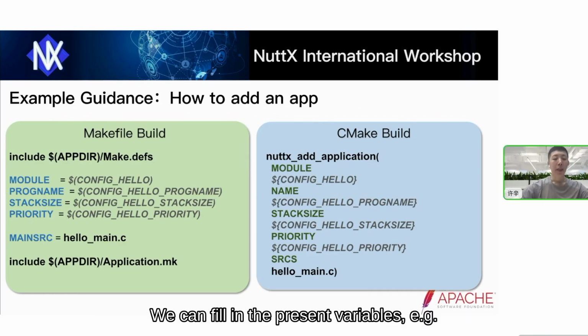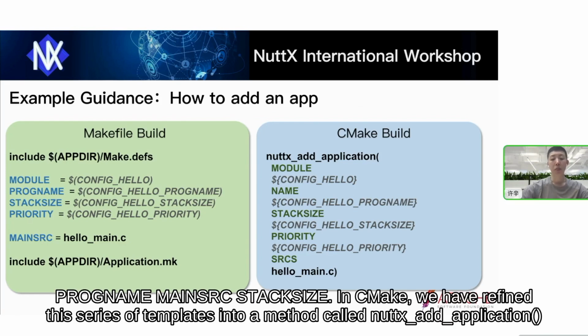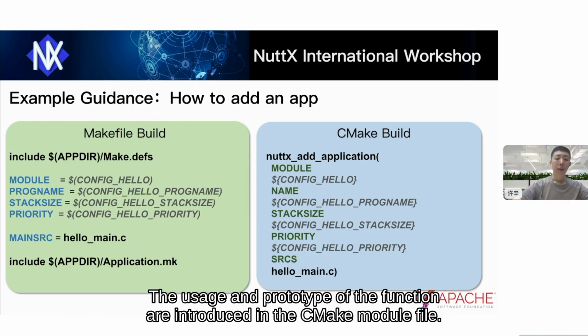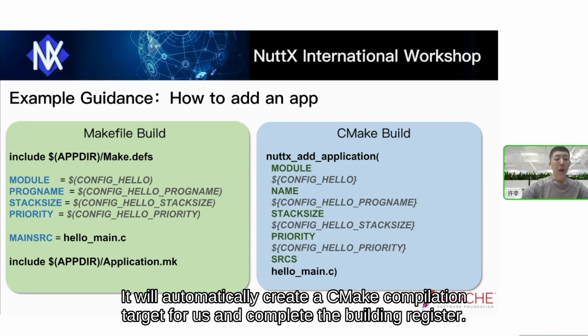We can fill in the preset variables, for example, PROGNAME, MAINSRC, and so on. In CMake, we have refined this template into a function called nuttx_add_application. The usage and prototype of the function are introduced in the CMake module file. It will automatically create a CMake compilation target for us and complete the built-in registration.